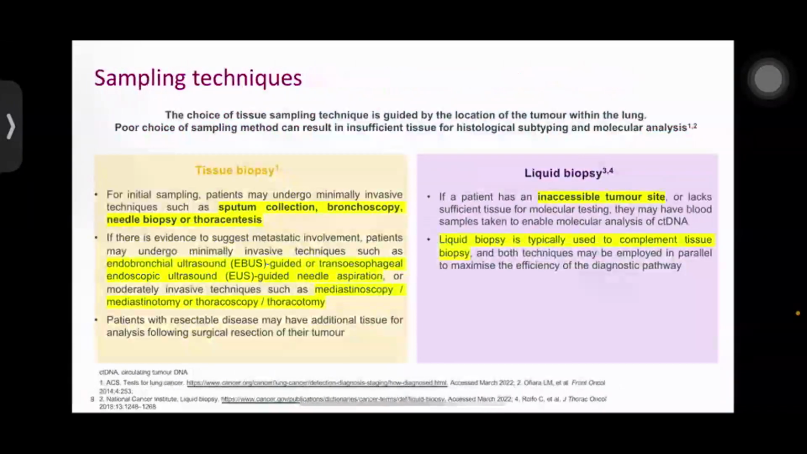So, sampling techniques. The choice of tissue sampling technique is guided by the location of the tumor within the lung, and a poor choice of sampling method can result in insufficient tissue. Just knowing the histology is not enough; we need to know the molecular testing also. So that is equally important.